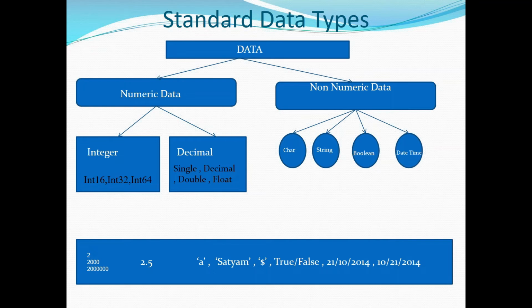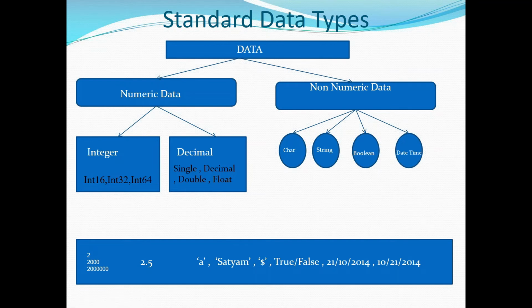So if you are going to store the data, ultimately you will have to decide which data type has to be considered to store this data. How to store this in the memory. So that kind of thing should be taken care by the developer. Okay. Now let's see what are the standard data types available in C#.